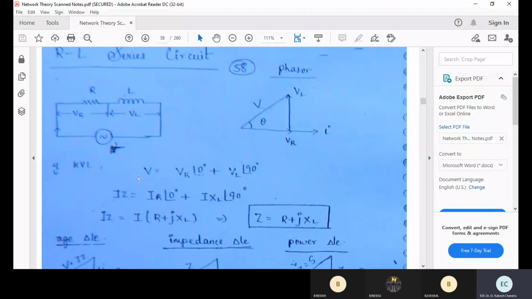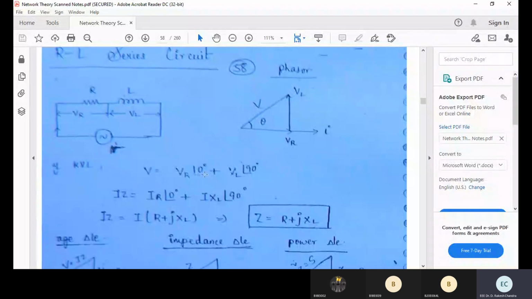Remember this point. In a pure inductance, the current lags the voltage. This is the phasor diagram. Exactly, your VR and VL are separated by 90 degrees. This is your resultant vector. Your resultant vector is this V.